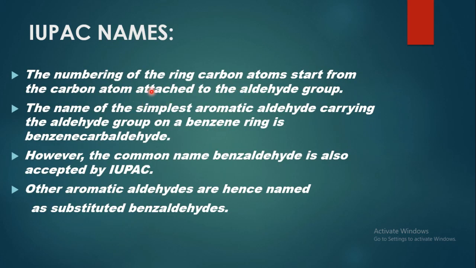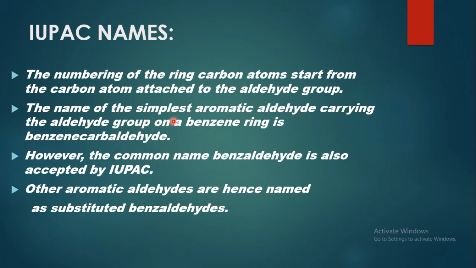Next, the numbering of the ring carbon atoms starts from the carbon atom attached to the aldehyde group. That means whenever there is an aldehyde group, the numbering should start from there. Like if you remember Amitabh Bachchan's dialogue, wherever I stand, the line starts from there, right? So similarly aldehyde and acid, that means the carboxylic acid group, wherever they are, the numbering will start from there, right?